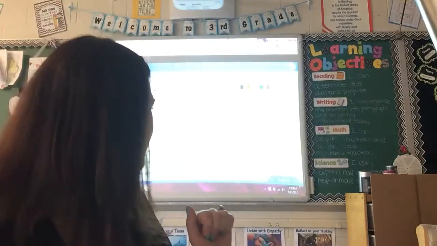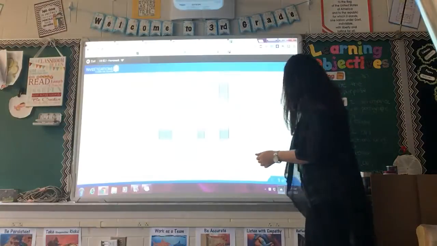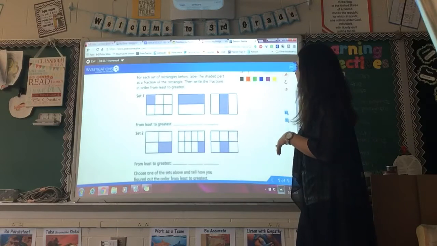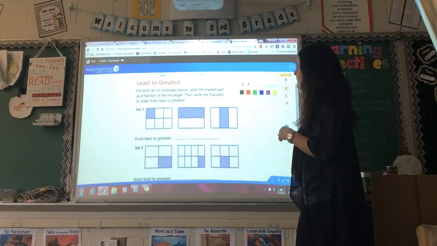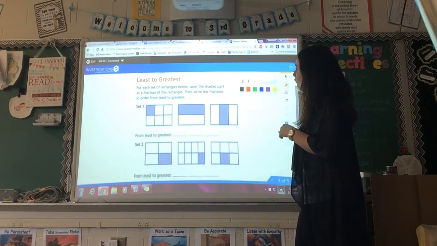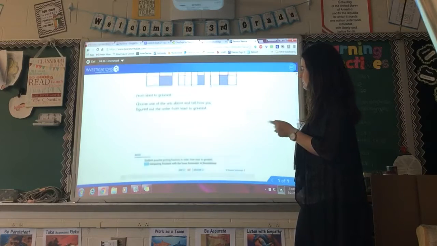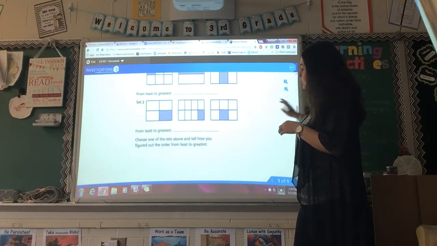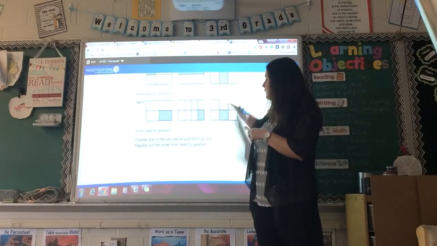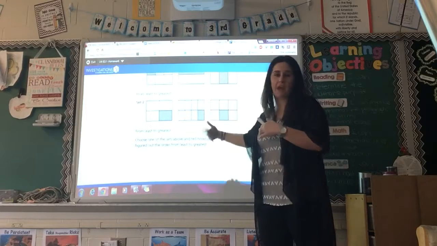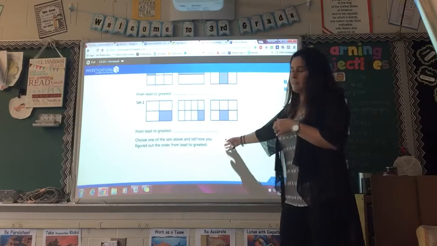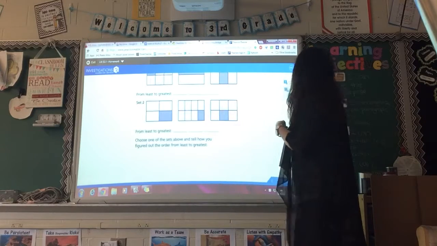So tonight for homework is page 367 if you stay with me for math today, okay? And again, it says least to greatest. So there's only two sets, and then it asks you at the very end to choose one of the sets and tell me how you figured out how to order them from least to greatest. So there's really only two problems, and then it asks you to explain your thinking.